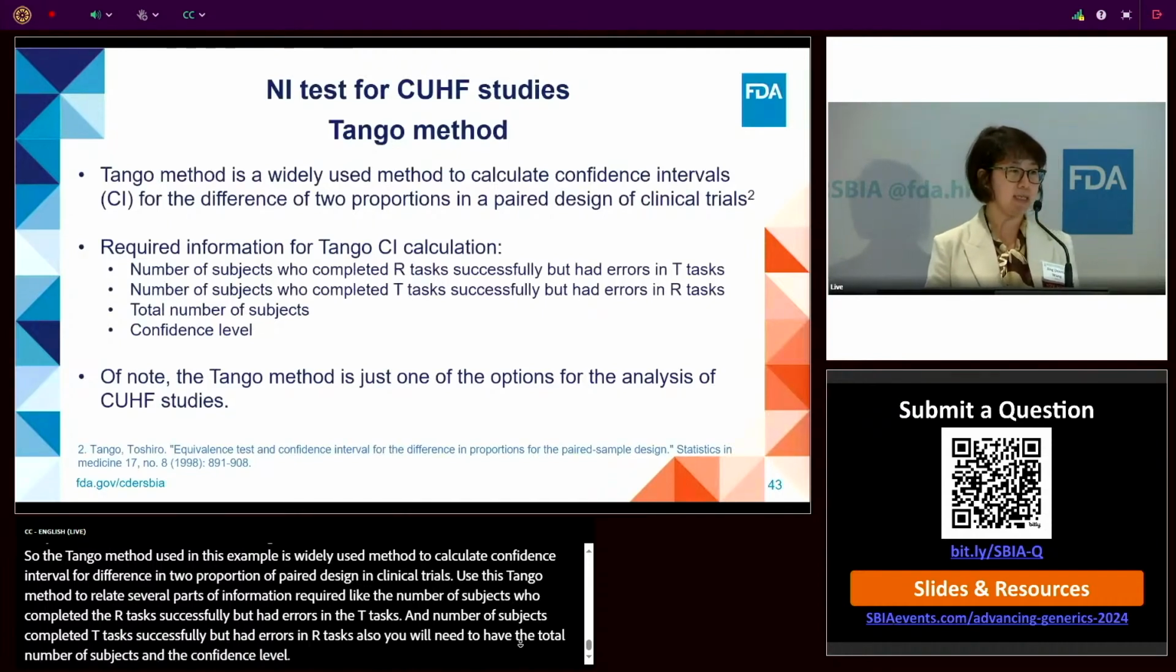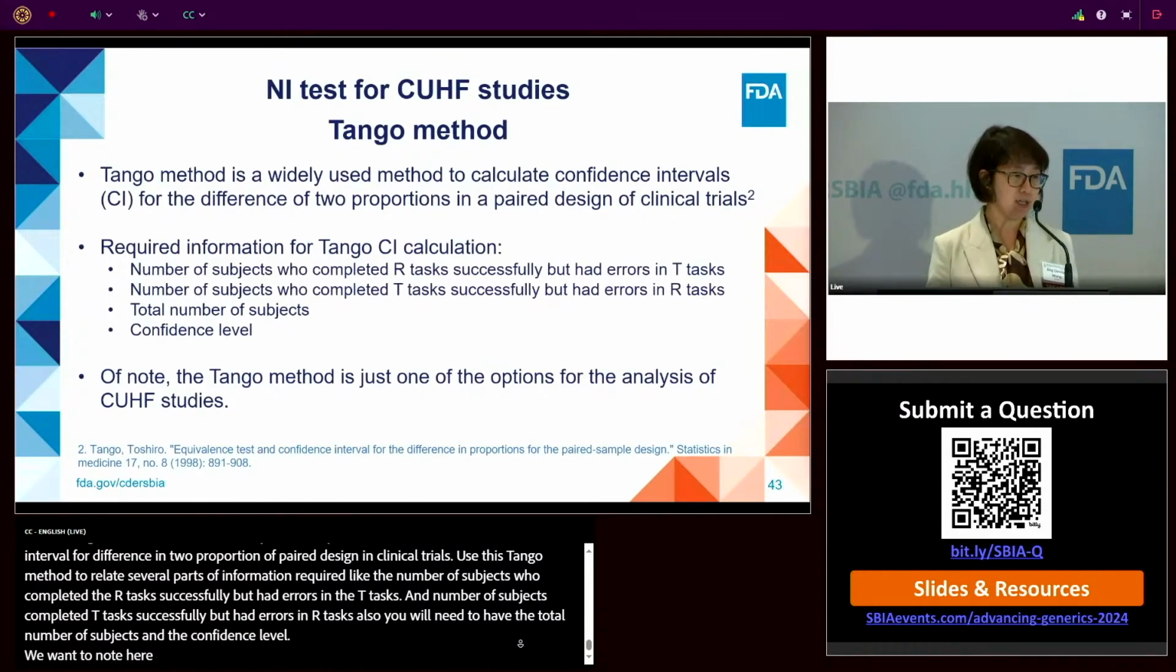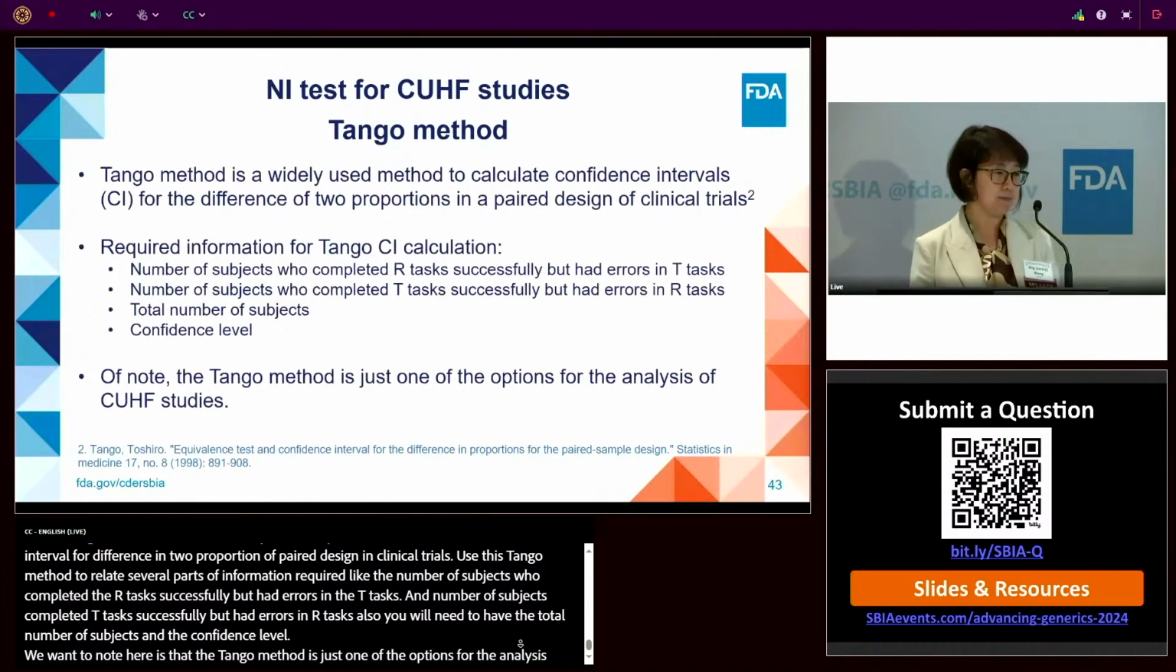We want to note here that the Tango method is just one of the options for the analysis of the human factor studies.